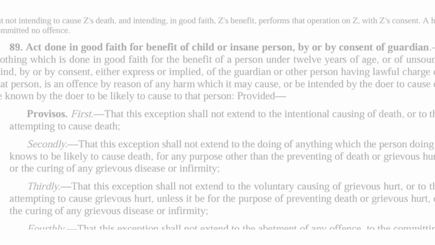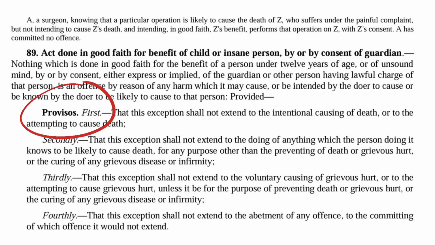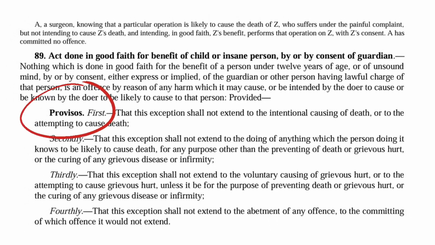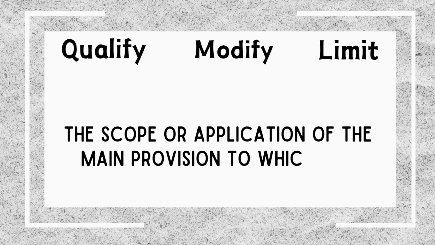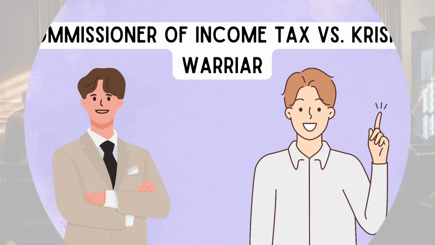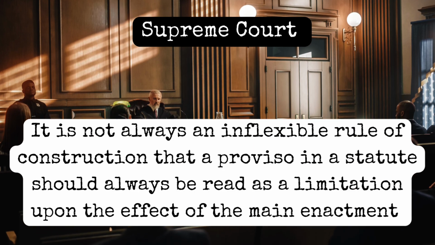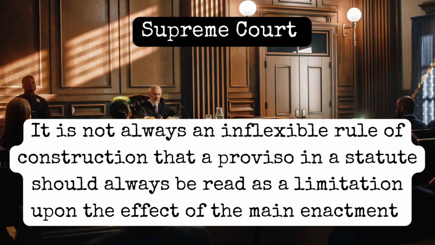Proviso. A proviso refers to a condition that is attached to a specific section or provision within a law. The purpose of a proviso is to qualify, modify, or limit the scope or application of the main provision to which it is attached. In the case of Commissioner of Income Tax versus Krishna Warrior, the Supreme Court held that it is not always an inflexible rule of construction that a proviso in a statute should always be read as a limitation upon the effect of the main enactment.